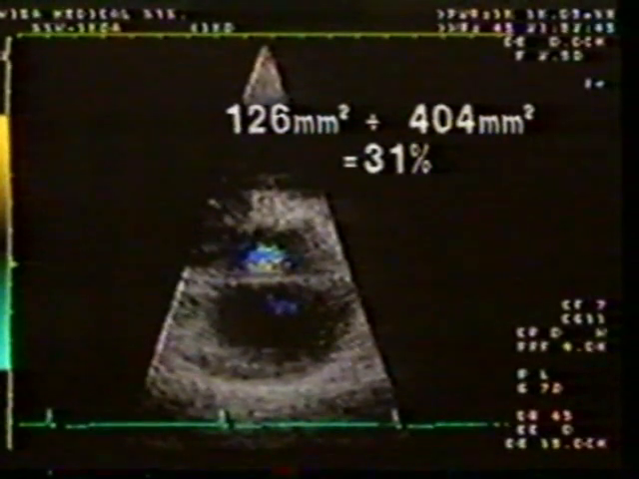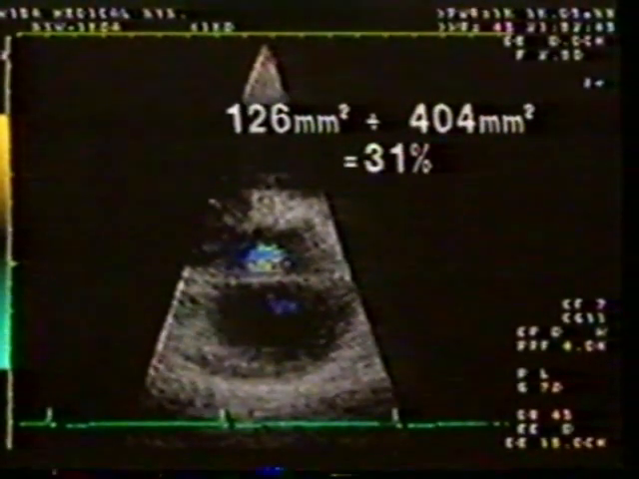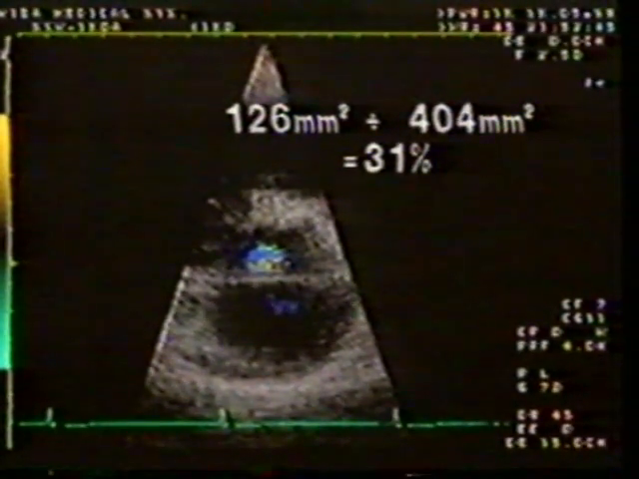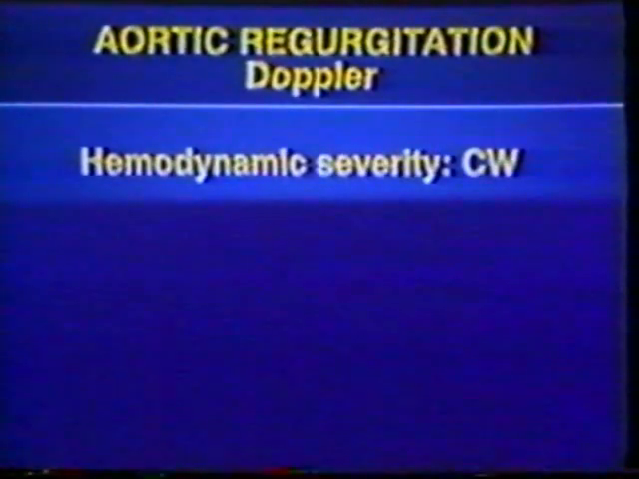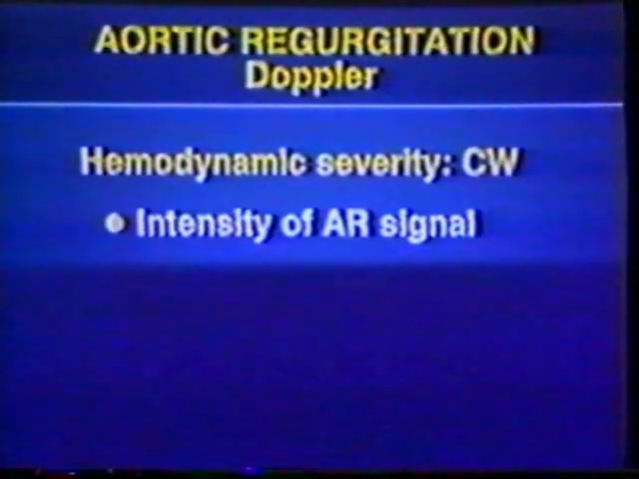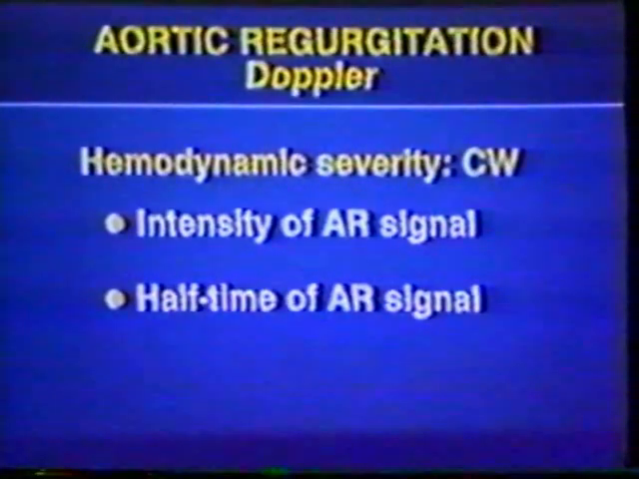It is important that these parameters are measured just below valve level, since the jet usually fans out as it extends further toward the ventricle. One should not solely rely on color flow imaging for grading the severity of aortic regurgitation. We always seek supportive data using the continuous and pulsed wave modes. With continuous wave Doppler, we assess the severity of aortic regurgitation via the strength of the signal and via measurement of the pressure half-time of the regurgitant jet.